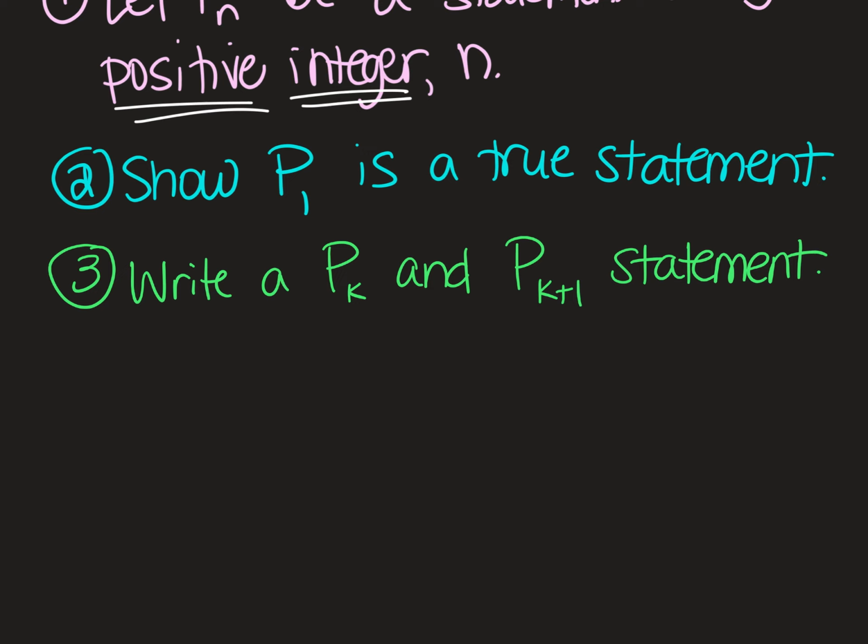With sequences, we do use k a lot. K, I, j. Those are just kind of common letters in addition to n that are used with sequences. This is just the setup for our proof.